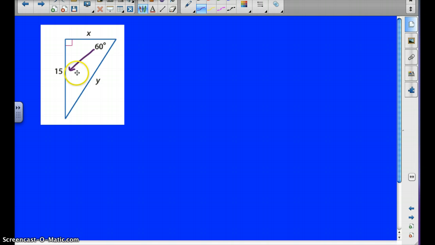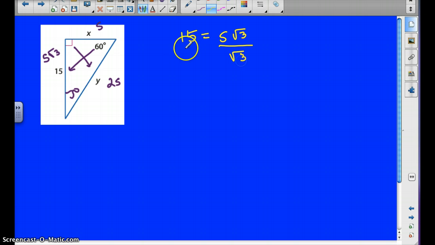So 15 is across from 60. Always across from the 60 is the s square roots of 3. This is 30, so this is going to be your s. And across from the 90 is going to be your 2s. So since I know 15 is equal to s square root of 3, let's go ahead and find what s is going to be. Well, I divide by the square root of 3 on both sides. So now I have s is equal to 15 over the square root of 3.